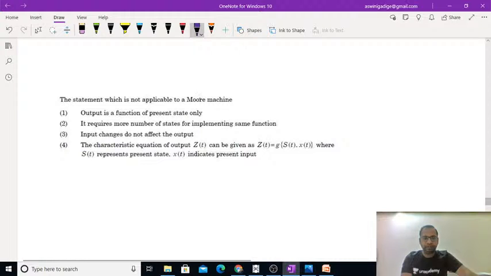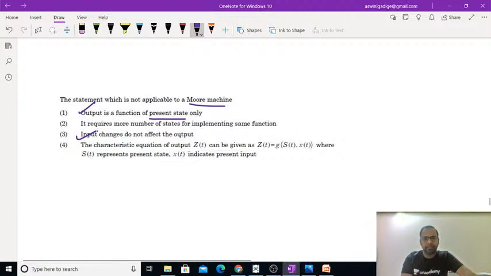The statement which is not applicable to Moore machine. So Moore machine depends upon the present state only, and it requires more number of states compared with the Mealy machine, and input changes don't affect the output here, because if the first one is correct, then automatically the third one is also correct.